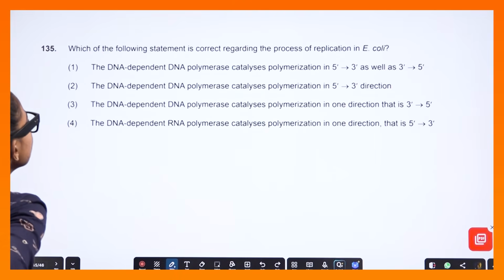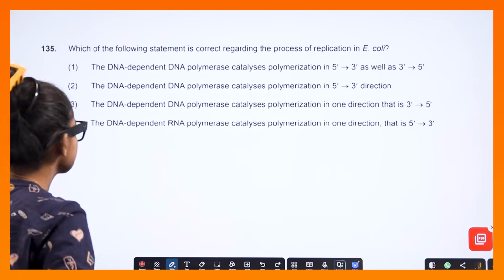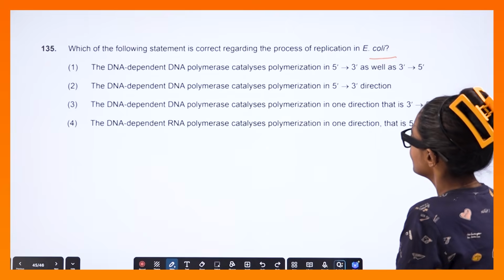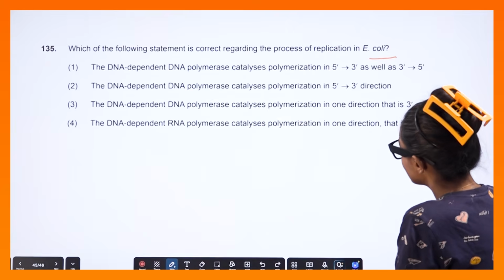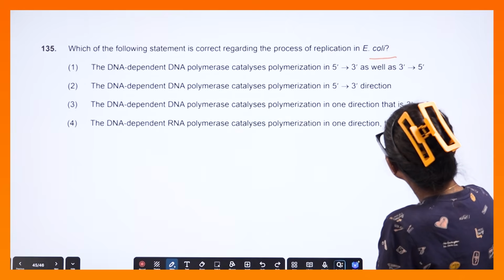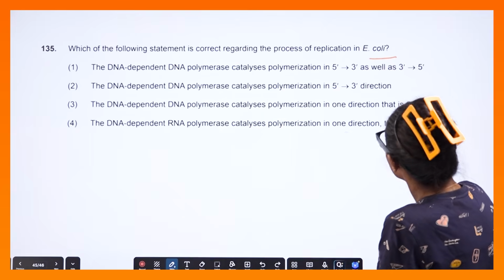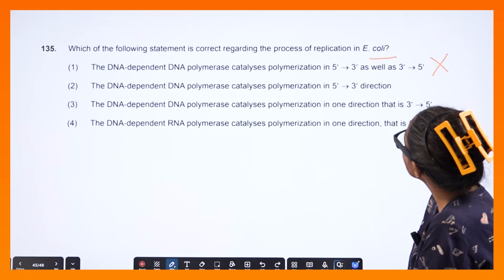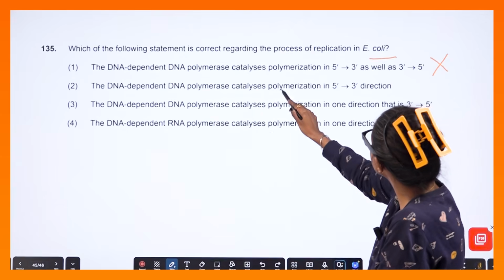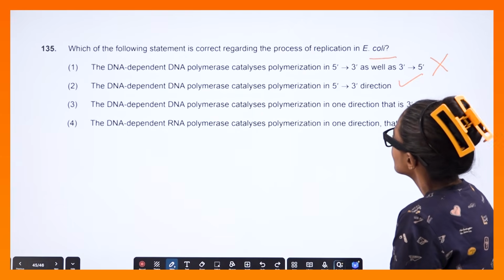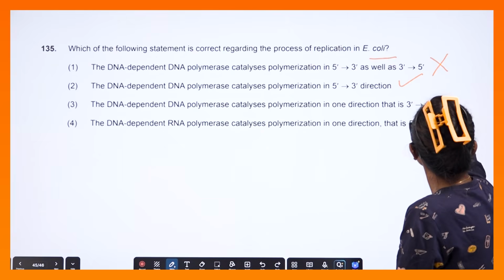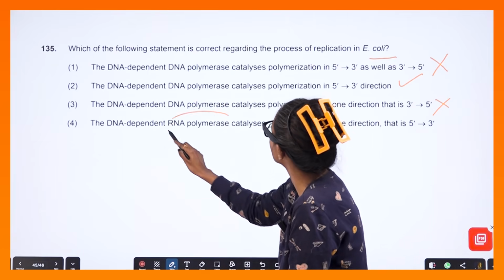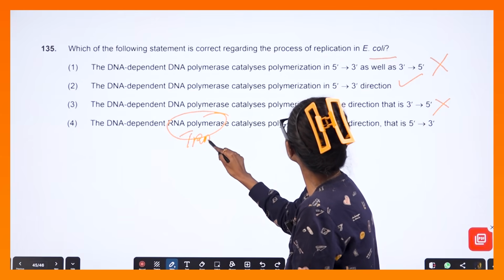Which of the following statements is correct regarding the process of replication in E. coli, a prokaryote? I have to find out. Replication. That means DNA dependent DNA polymerase polymerizes in both the directions. False. DNA dependent DNA polymerase catalyzes polymerization in one direction. False. DNA dependent RNA polymerase. Oh, no. This is for transcription.